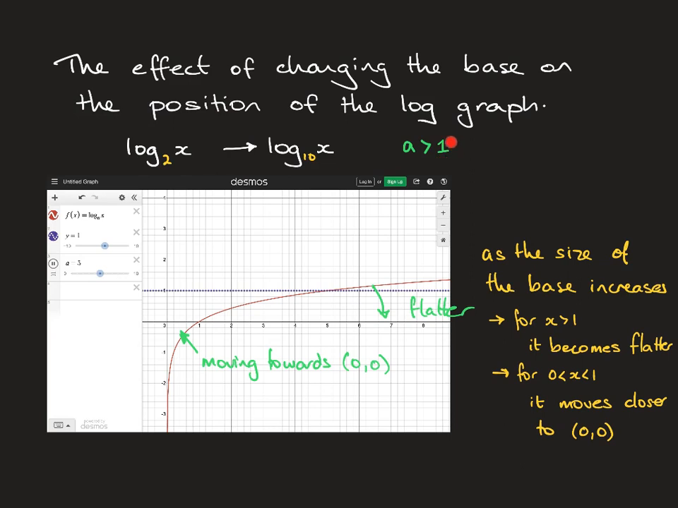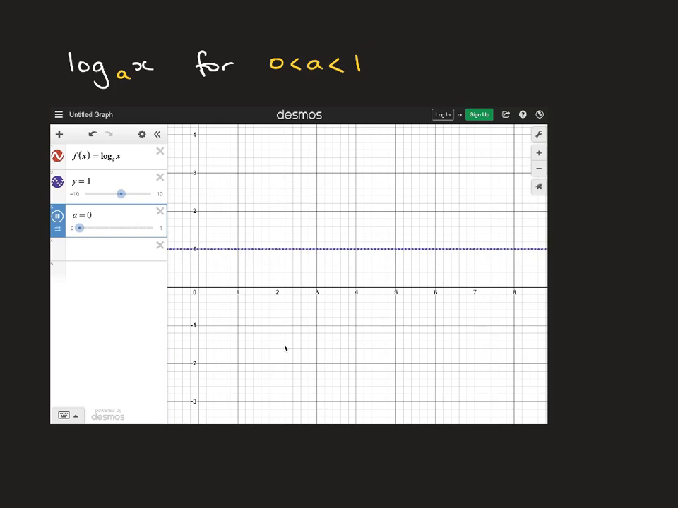Let's now have a look at the graphs where our base is between 0 and 1. So I have the same setup with Desmos. However, this time I've got my slider going between 0 and 1. So when it's a base of 0, we've got log to the 0, which you can't have. You have to have a positive number here. And we want it to go from 0 up to, but not including 1. So when we get to 0 and 1, it disappears.